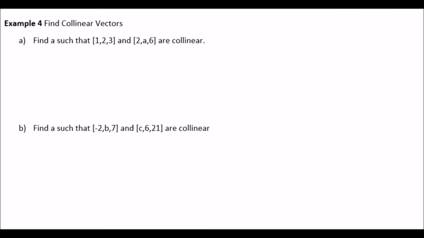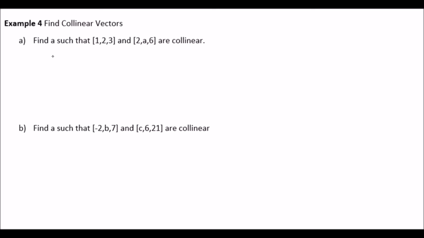So here we'll do example 4 and 5, and then 6 and 7. Now where's 1, 2, 3, Mr. Wills? Well, I just went right into example 4 for no particular reason. We'll do 4 and 5 on this video, and the next video we'll then do 6 and 7. So here, find A such that 1, 2, 3 is collinear with 2, A, 6.